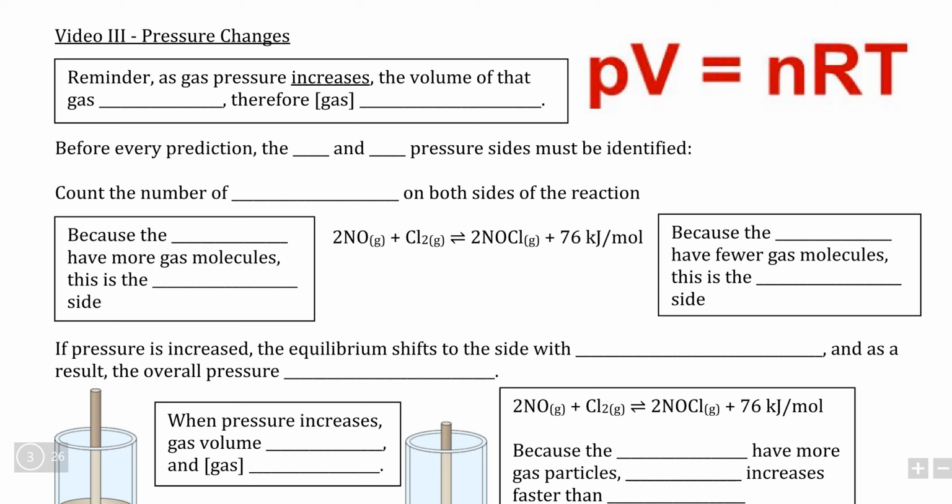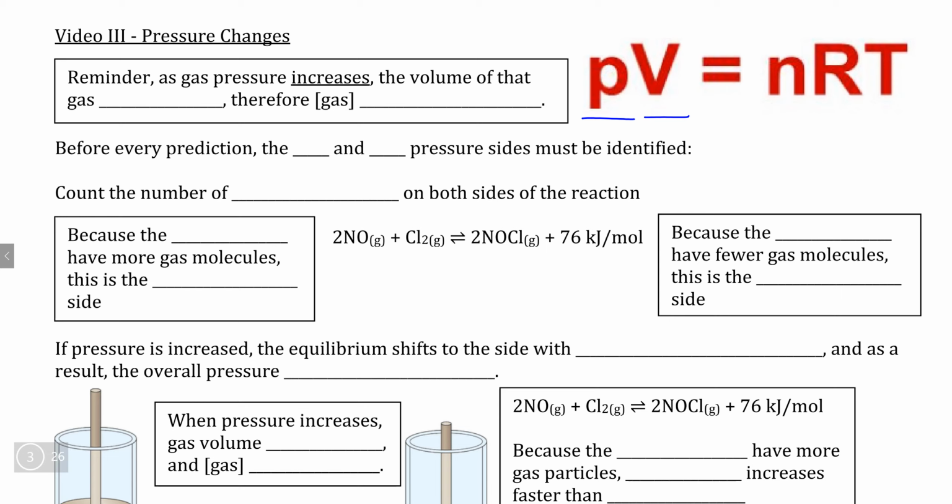In this video, we're going to be examining the effect of gas pressure changes on equilibrium systems that only contain gases. Pressure is important to consider because of the relationship that pressure has with the volume of gases, which we can see in the universal gas equation, PV = nRT.